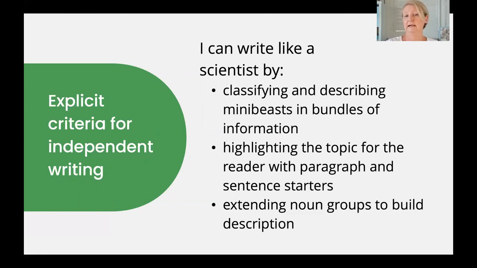And finally, in our modelling and joint construction and a whole lot of speaking and listening tasks and so on, we would have also been focusing on extending noun groups to build description. Now, that might have included having adjectives in front of the noun, but possibly even adjectival phrases after the noun, or even adjectival clauses to further extend the noun group. Now, as I said, this is all clear to students by the time they become independent or are in the role of independent writing because of that broader teaching and learning cycle.